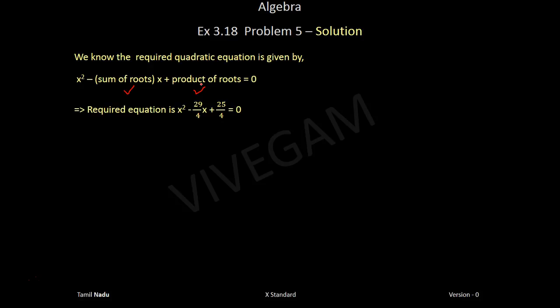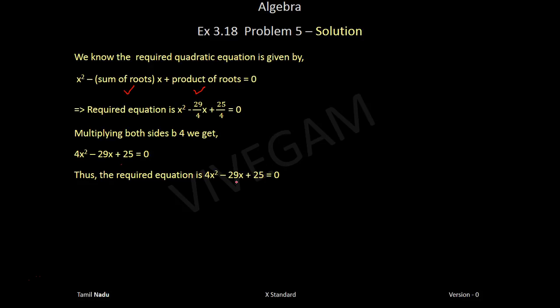So now the required equation will be x square and the sum of the roots we calculated as 29 by 4. So it is minus 29 by 4 x plus the product of the roots is 25 by 4. So this is the quadratic equation, and what you do is multiply both sides by 4. You will get 4x square minus 29x plus 25 equal to 0 is the required equation.